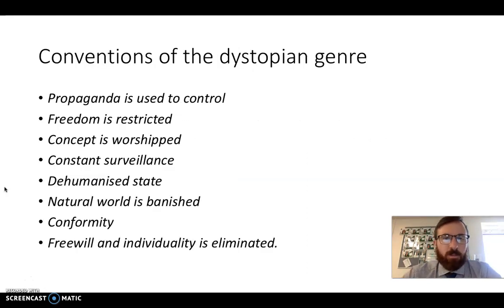If you look now, some of the conventions that we expect to find in the dystopian genre are propaganda, freedom is restricted, conformity is worshipped, constant surveillance, and this idea of a dehumanized state where we're moving away from the individual and working for the collective, very communist in nature. We also have this view that the natural world is banished in favor of the technical and the industrial age, and that conformity will win out over free will and individuality. These are the sorts of conventions you'd expect to find within a dystopian text. Further, you're expecting to find a character who is going to go against the majority or against the state, and this is what we see in The Pedestrian.